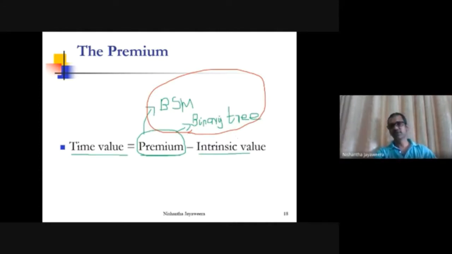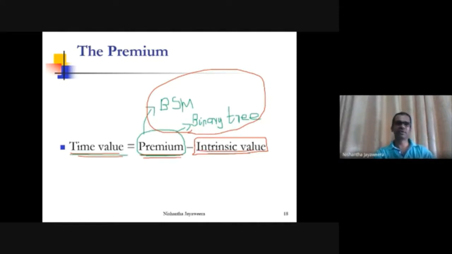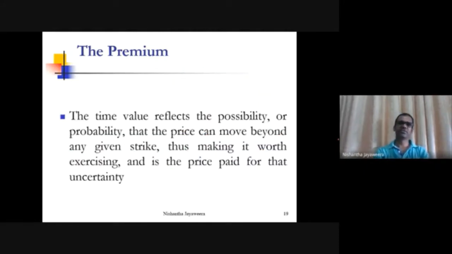Based on these methods, we calculate the premium. Once we calculate the premium, we can easily calculate the intrinsic value and deduct that to get the time value. The only thing is you should be able to identify what is the intrinsic value and what is the time value. And remember, intrinsic value can never be negative. It is always 0 or positive. Never negative doesn't mean always positive. It can be 0 as well.